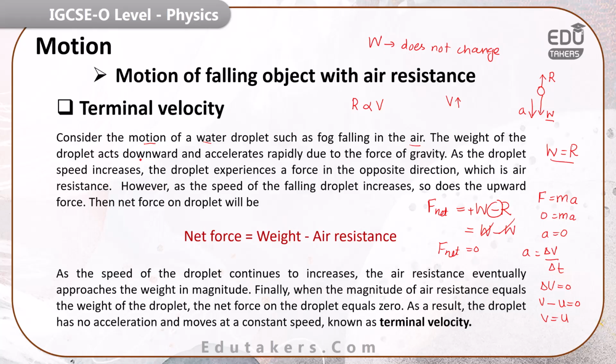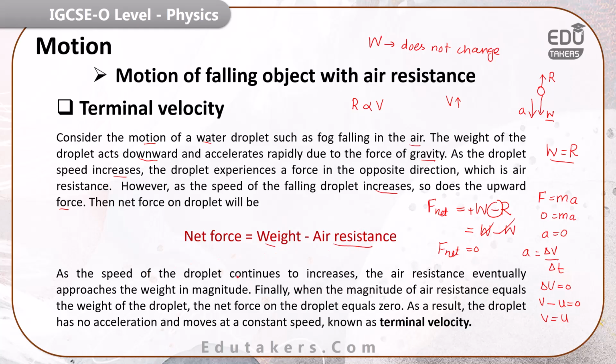The weight of the droplet acts downward and accelerates rapidly due to the force of gravity. As the droplet's speed increases, the droplet experiences a force in the opposite direction, which is the air resistance, which slows down the motion of the object. However, as the speed of the falling droplet increases, so does the upward force. Therefore, when you write the net force on the droplet, it would be equal to weight minus air resistance.